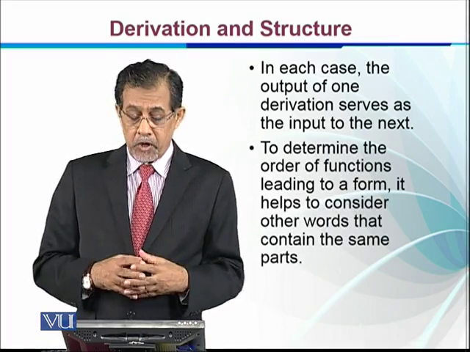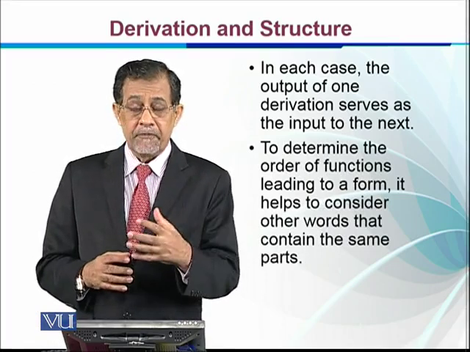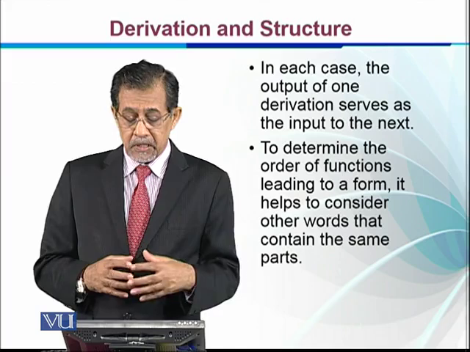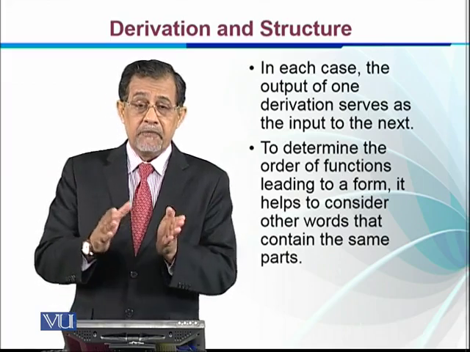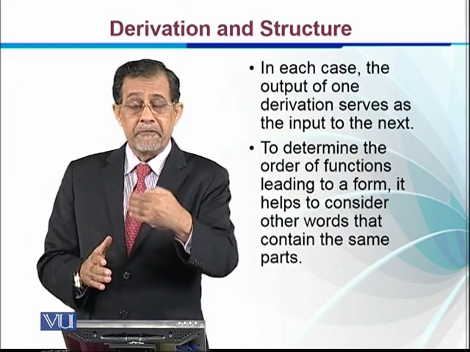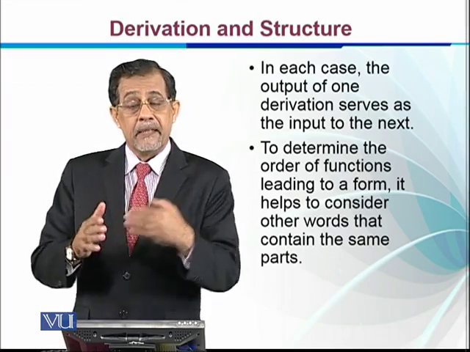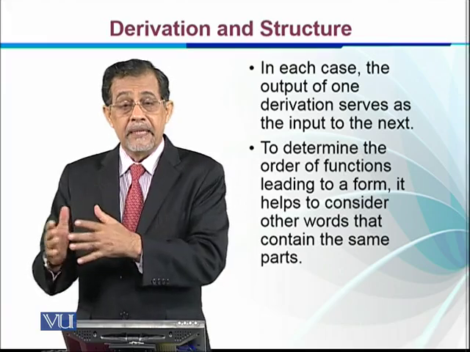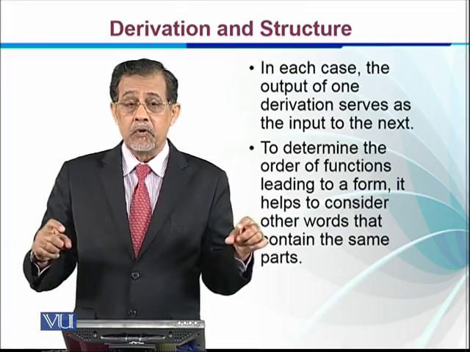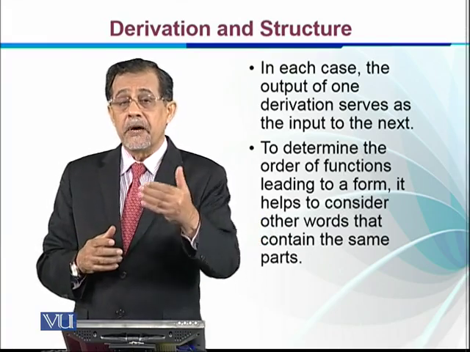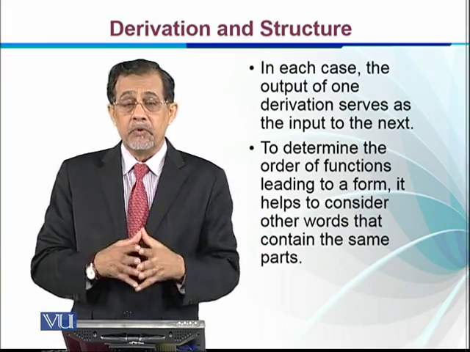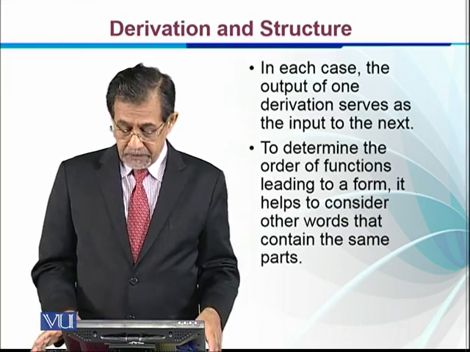To determine the order of functions leading to a form, it helps to consider other words that contain the same parts. You see that we just took friend and added ly, and then un, and then ness. So it was done in a certain order.